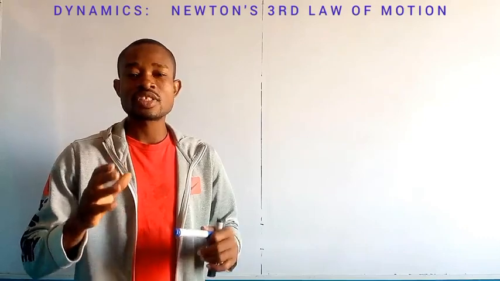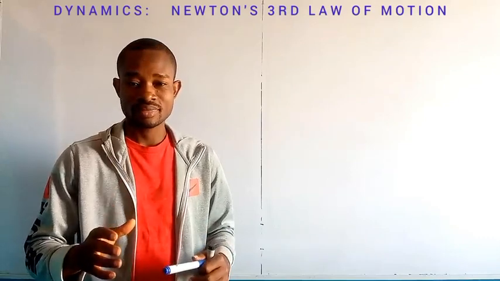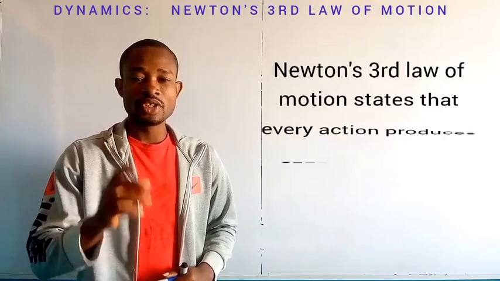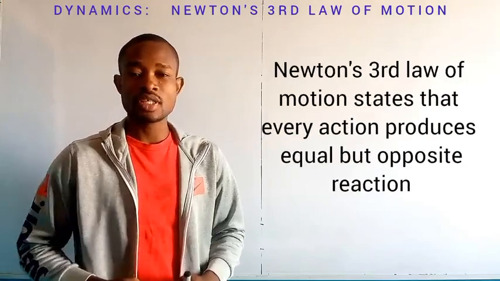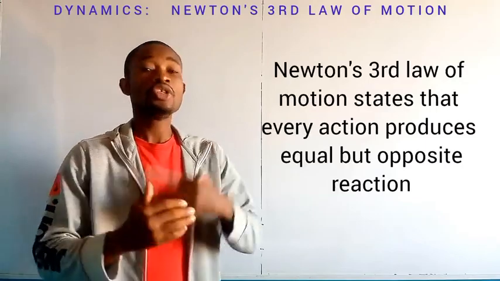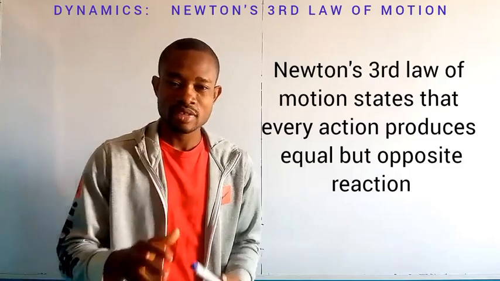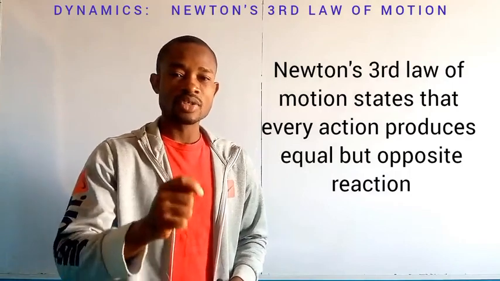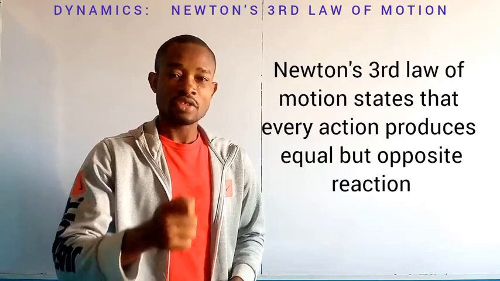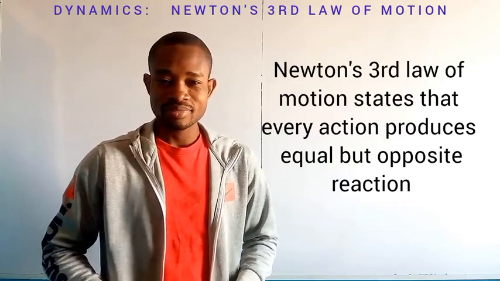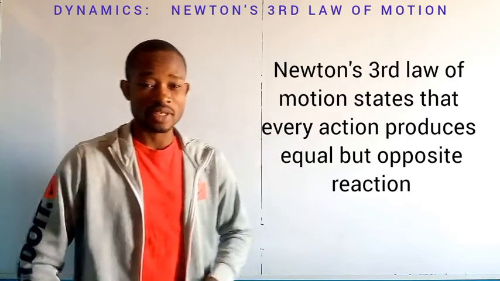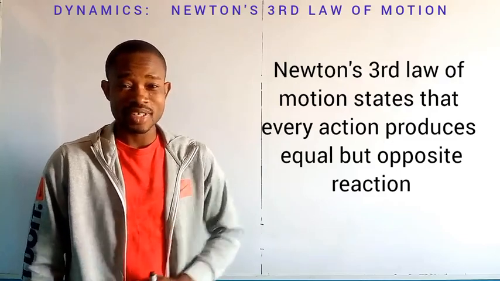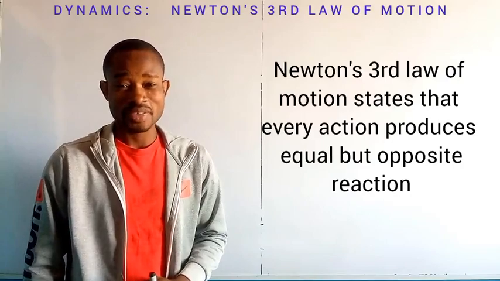So, what does Newton's third law of motion state? Newton's third law of motion states that every action produces an equal but opposite reaction, which means if you carry out an action, you expect a result. Now the result is going to be opposite to the action that you took. That result is a reaction. And you see, this is a very wonderful aspect of life in anything we do. The truth of the matter is, whatever we do in this life, we expect a result.